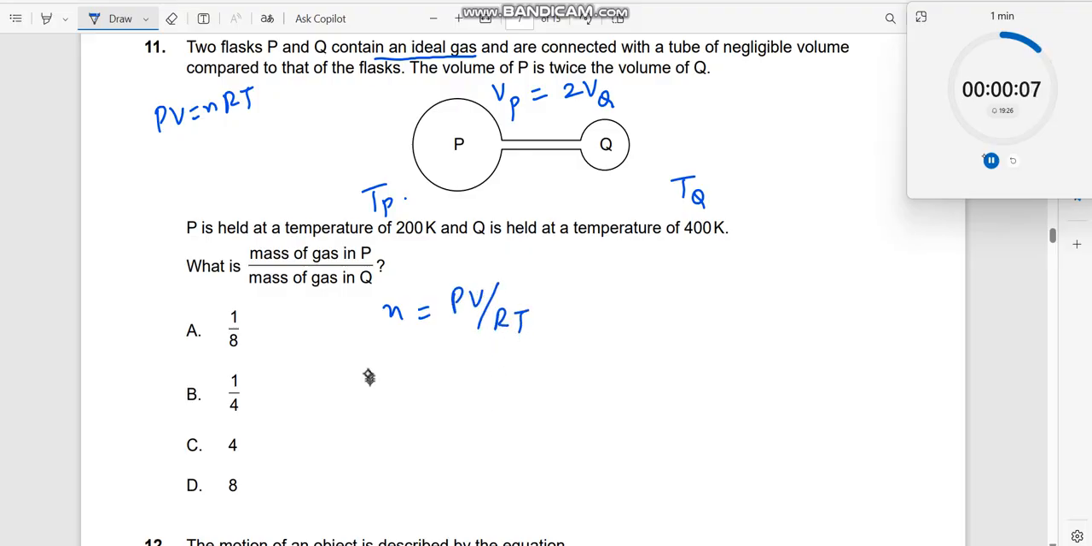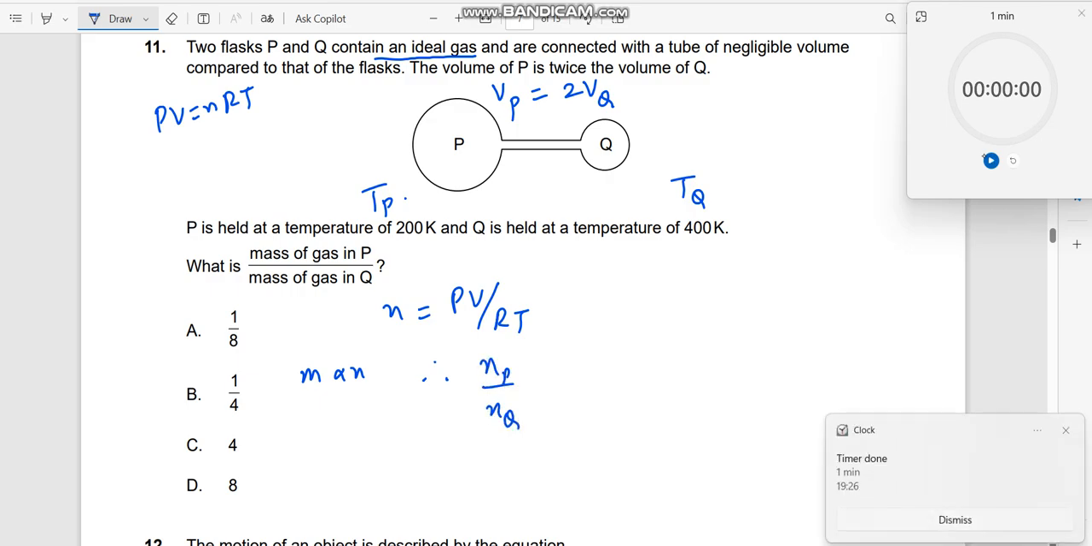Now what I will do is, instead of mass of gas in P by mass of gas in Q, I know that m is proportional to n. So therefore, I will write nP divided by nQ. When I do this, what do I get? First I will write PV by RT for nP. What is P for nQ? It is the same P only. There is no change because the pressure is the same.